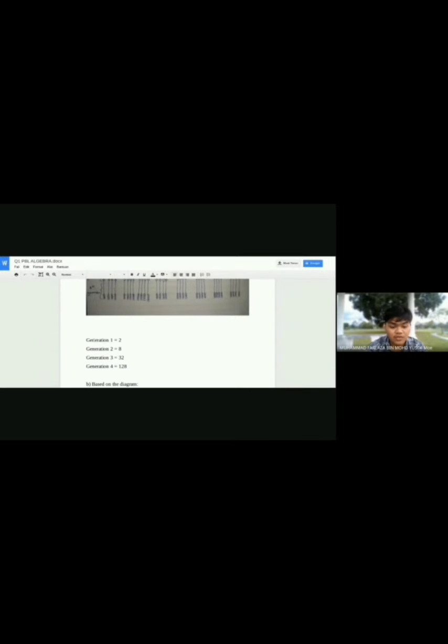The result: for the first generation, we only get 2 people. After that, for the second generation, we get 8, each multiplying by 4. For the rest, we get 32 for the third generation and 128 for the fourth generation.